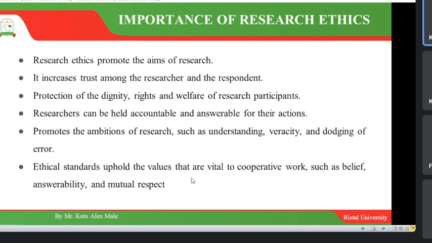We have discussed the 5 key principles in research ethics. The other importance is that ethical standards uphold the values that are vital to cooperative work, such as belief, accountability, and mutual respect. Respect of one another, belief and trust, and then accountability, that is, these participants giving you the information you want. You want this information. It is very important. You get it. Yes.